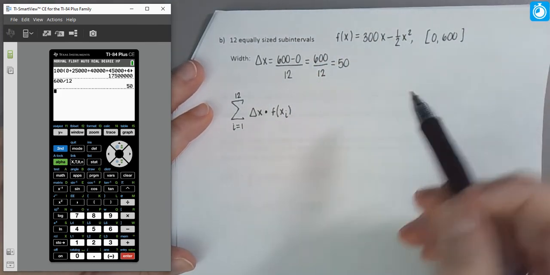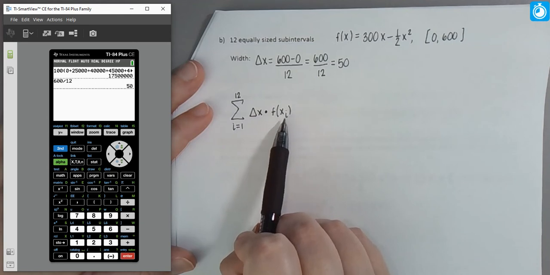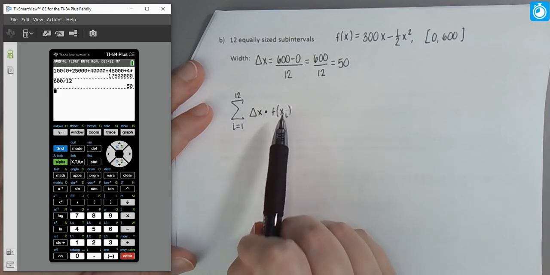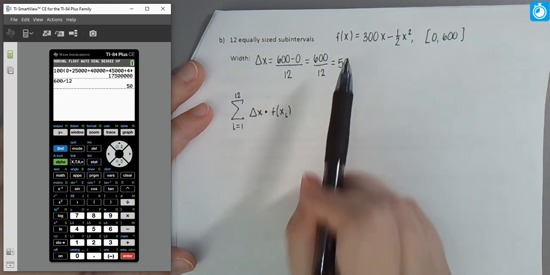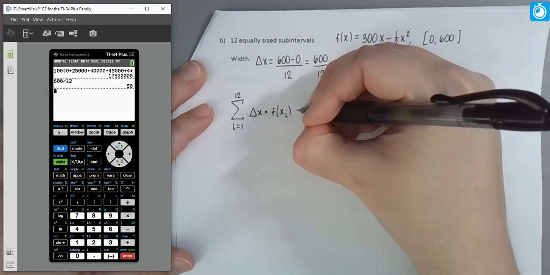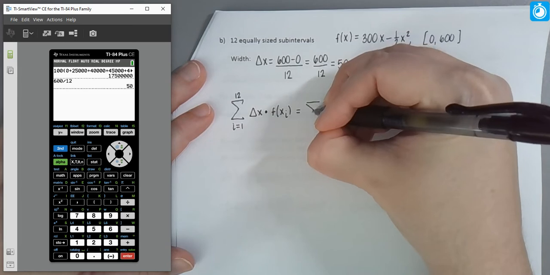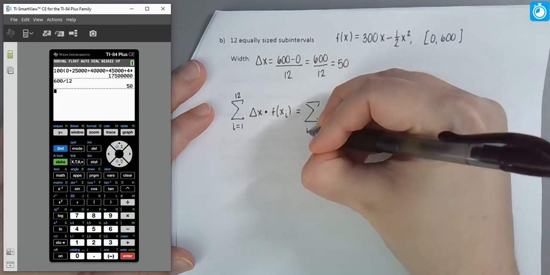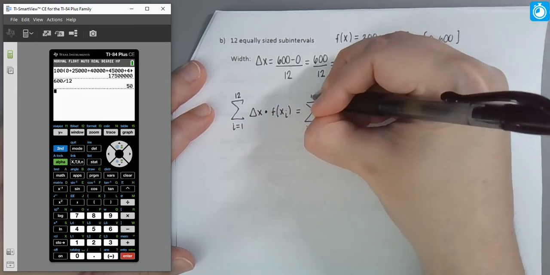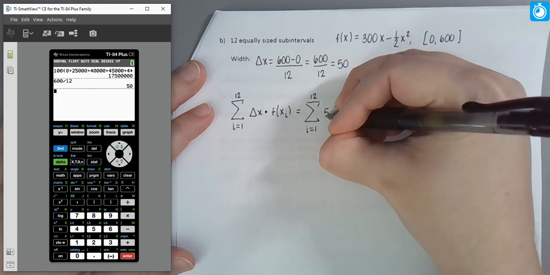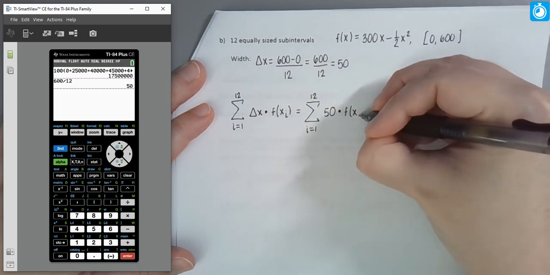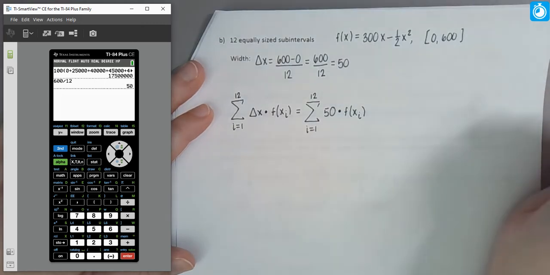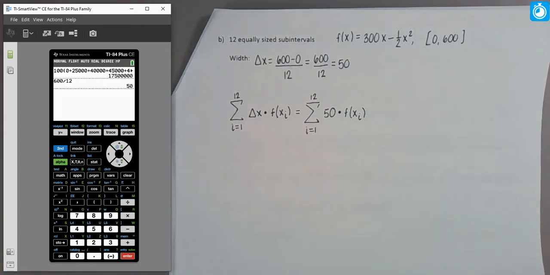Now I want you to notice something. Notice in this case, the index is only going to apply to f of x sub i. This delta x, we could really just go ahead and sub in a 50 right now. So let's do that. So that's going to be i is equal to 1 to 12. Delta x is the constant value 50. And then we're multiplying that by f of x i.